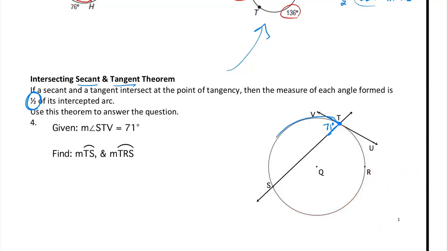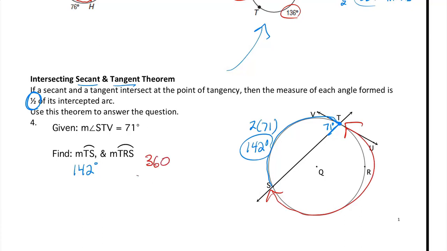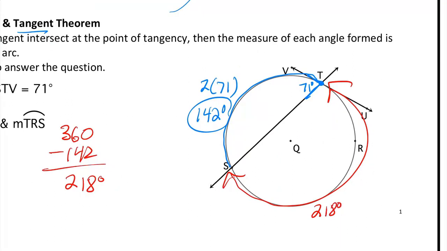So the measure of this arc, if you wanted the angle, you would half the arc. But since we have the angle, we would double the angle. So 2 times 71 would be 142 degrees is TS. And then TRS is the rest of the circle, so that's simply 360 minus 142. So this is 218.